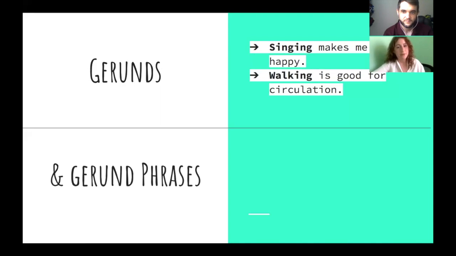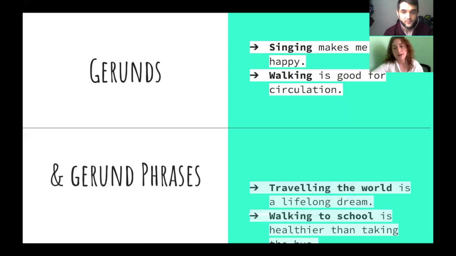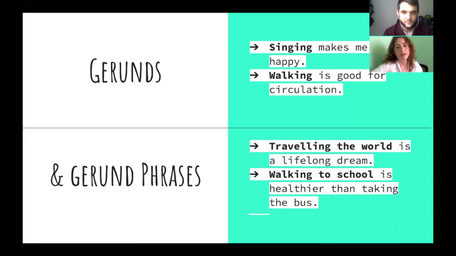Gerunds can be elaborated into gerund phrases. It acts the same as the gerund, but there's a little more information. It's a bit more fleshed out. It's more specific what it is we're talking about. So examples could be traveling the world is a lifelong dream. We've got the gerund here, traveling, but it's not just traveling we're talking about, it's traveling the world specifically that is our subject. The second example, walking to school is healthier than taking the bus. So the subject here isn't just walking, it's walking to school. It's more specific again.